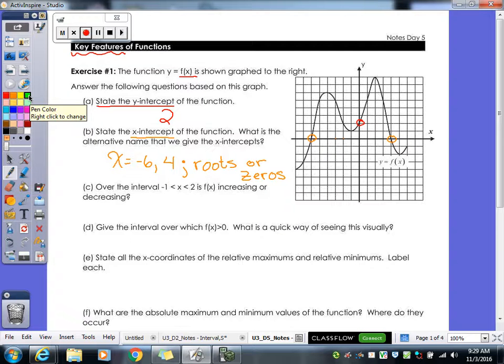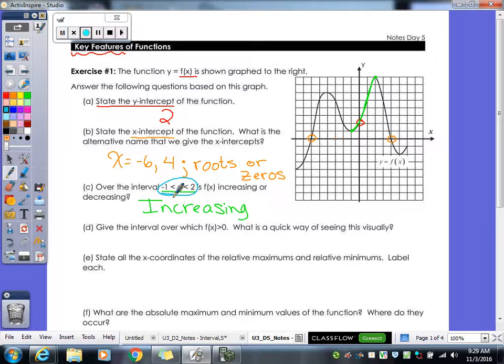All right, our next one: over the interval of negative 1 to 2, is the function increasing or decreasing? So I'm going to go to where x is negative 1. Here's where my function is. If I follow it all the way to where x is 2, my pen is going up the entire time that I follow my function. So that tells me that this is increasing over the interval negative 1 is less than x is less than 2. Again, you know when it's increasing, you just don't always know how to tell me the interval part of it. So that's what we have to practice.